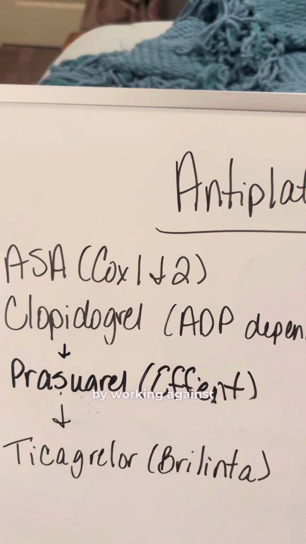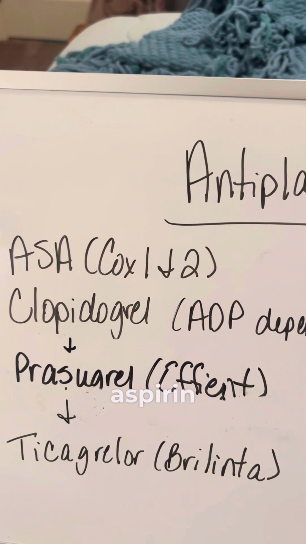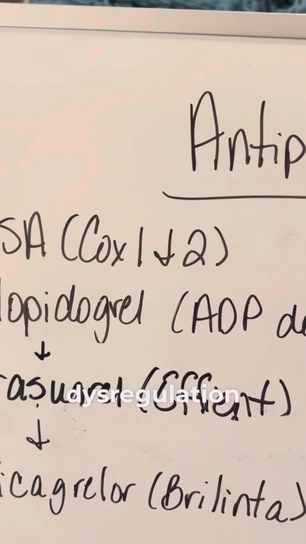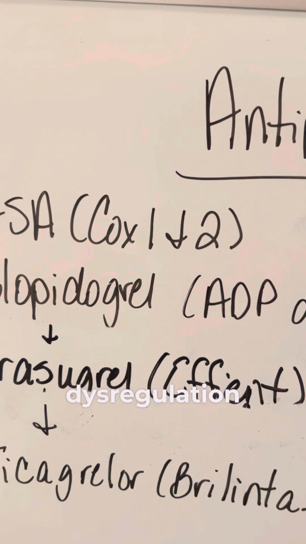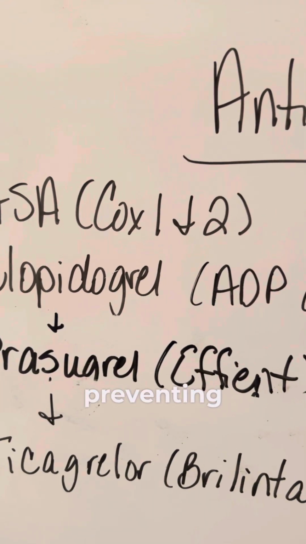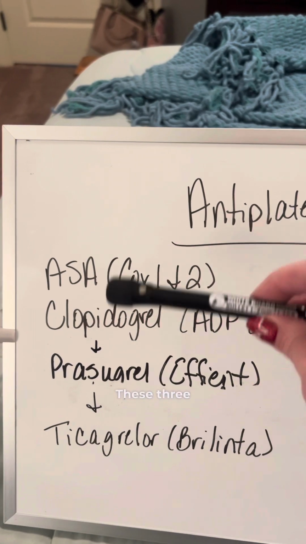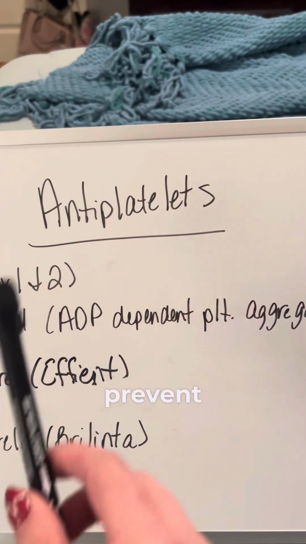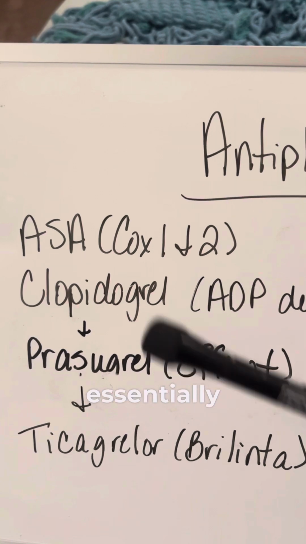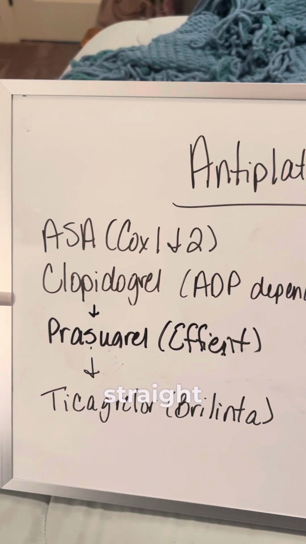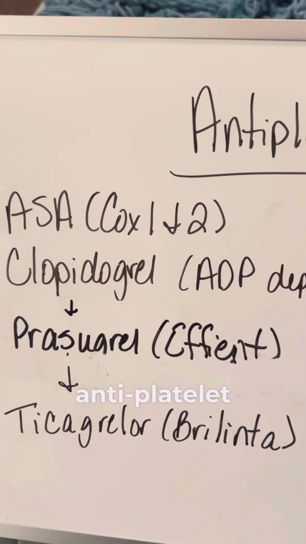By working against COX-1, aspirin causes dysregulation of the protection of the stomach mucosa and also dysregulation of platelets, preventing platelet aggregation. These three medications work to prevent ADP-dependent platelet aggregation. So essentially, these three medications are just straight up antiplatelet medications.